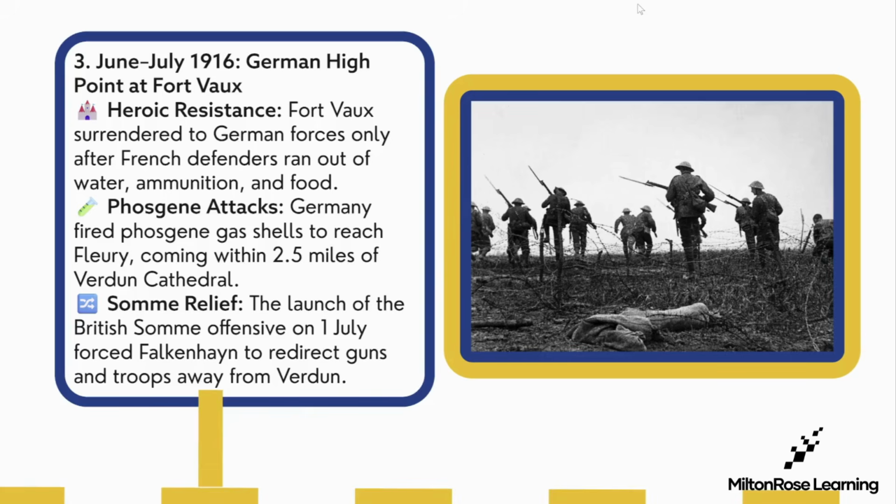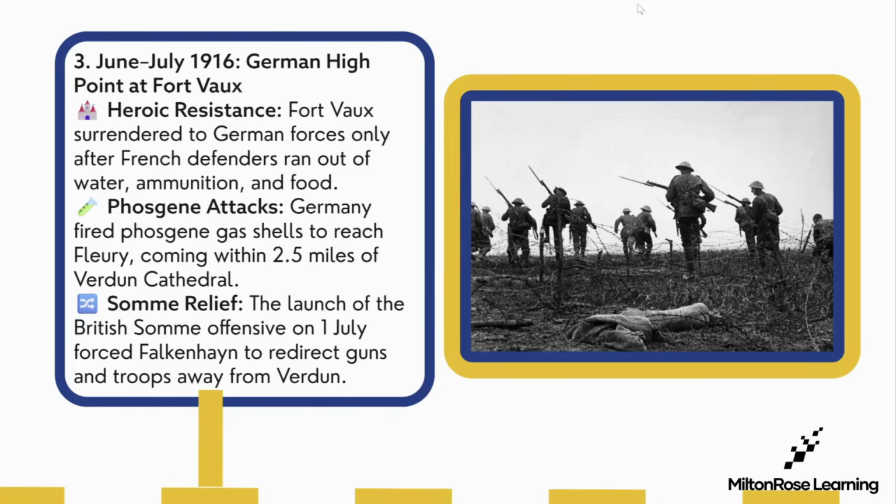This is all getting pretty grim, and to take pressure off Verdun, the British launched the Battle of the Somme, which we have an upcoming video on. The launch of the British Somme offensive on the 1st of July forced Erich von Falkenhayn, the German chief of staff, to redirect guns and troops away from Verdun.